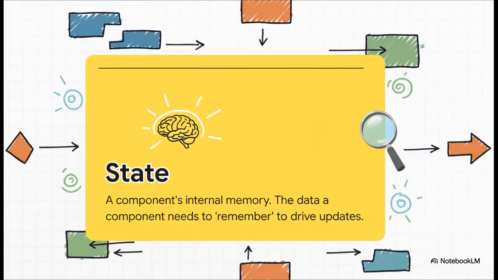Remember our little formula from the beginning, v equals f of s? Well, state is the s in that equation. It's the data that a component needs to remember to do its job. And here's the crucial part. Whenever that state changes, React just automatically reruns the component. The view updates itself. You don't tell it how to change, you just change the state, and React handles the rest.